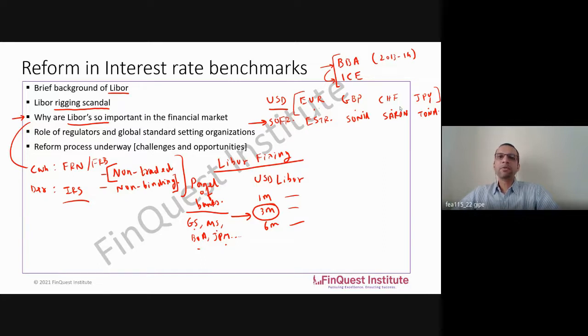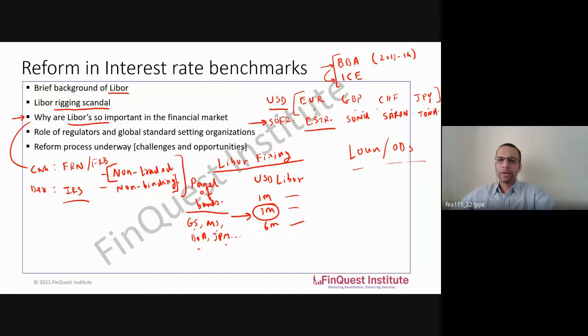Even your banking book has gone in for a transition. When I say a banking book, it is products like your loans or maybe overdrafts, etc. You may have a floating rate loan which is linked to LIBOR. That will also go in for a transition because now LIBOR doesn't exist anymore.